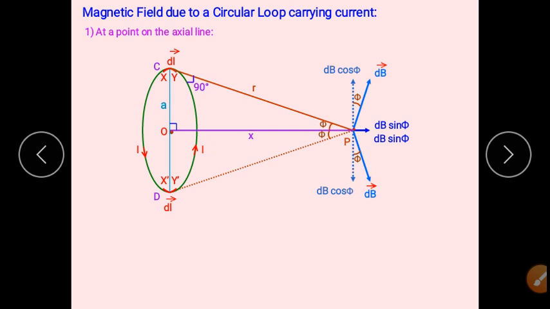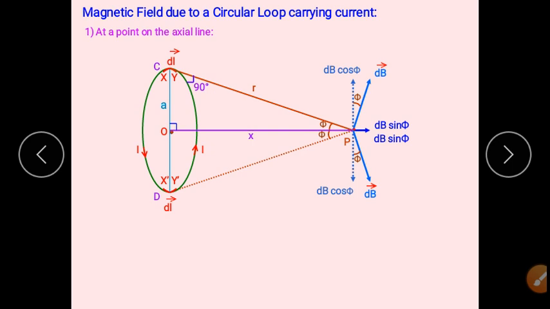That is, to find the total magnetic field produced by the two current elements xy and x dash y dash, how will you write it? dB plus dB. But how can you write dB? We have split dB into two components, dB cos phi and dB sin phi. And what about the other dB? It is also split into two components, dB cos phi and dB sin phi. Therefore, instead of adding dB and dB, we can add all these four components. That is 2 dB sin phi components and 2 dB cos phi components.